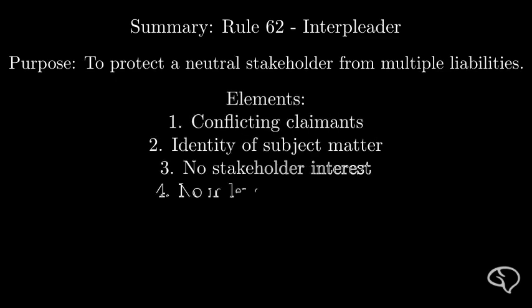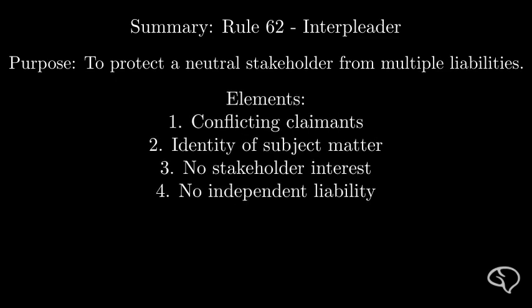Let's conclude by summarizing what we've learned today. We've covered the key aspects of Rule 62. We defined interpleader as a legal remedy for a neutral party, the stakeholder, who holds property or an obligation claimed by two or more conflicting parties. It's a shield for the stakeholder. We identified the four essential elements for a valid interpleader action: two or more conflicting claimants, identity of the subject matter, no interest by the stakeholder, and no independent liability. Remember these four key requirements.